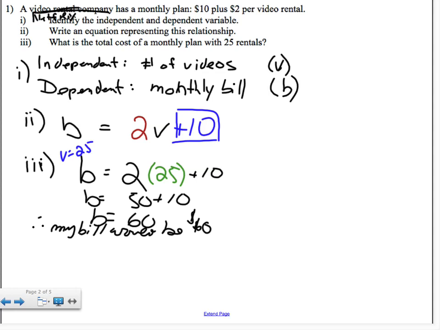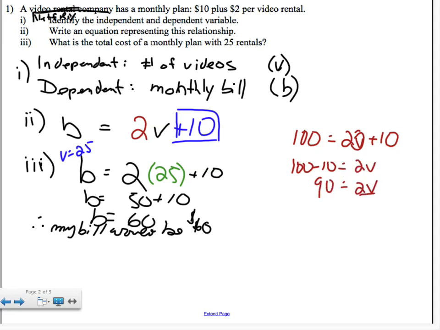So here B is 100, so we want to isolate for B. So here we're given the bill is 100, right? And now we want to isolate for B. So we get 100 minus 10 is equal to 2B. So 90 is equal to 2B. 2B is equal to 45. Okay.